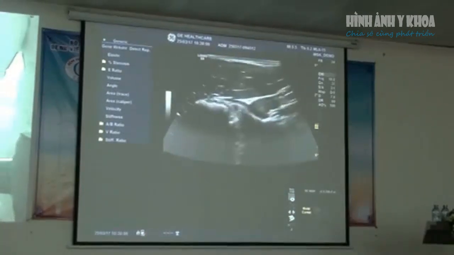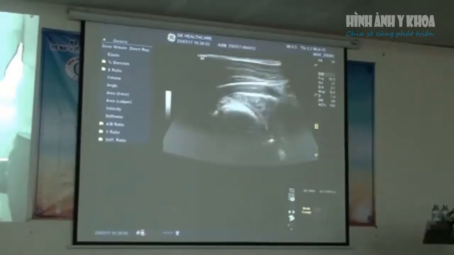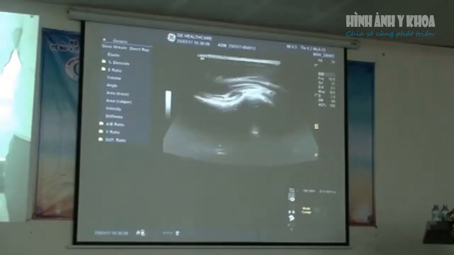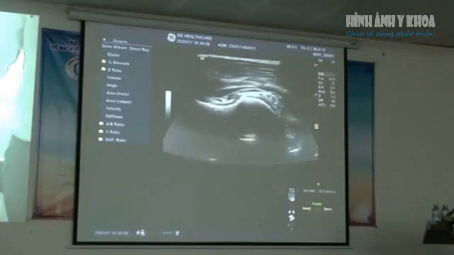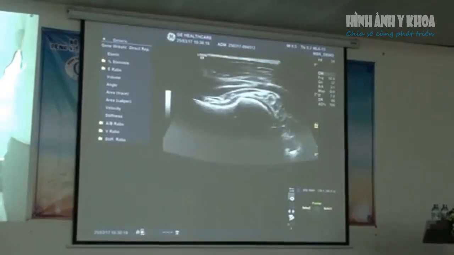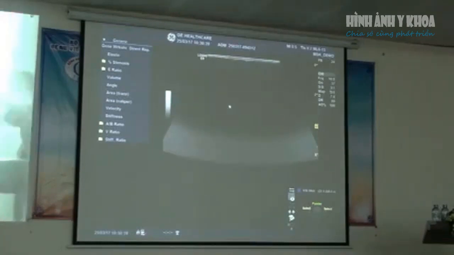So just to do that again, arm up and just come in from the inferior aspect. Get the inferior aspect of the shaft of the humerus, and that's the ligament just there.